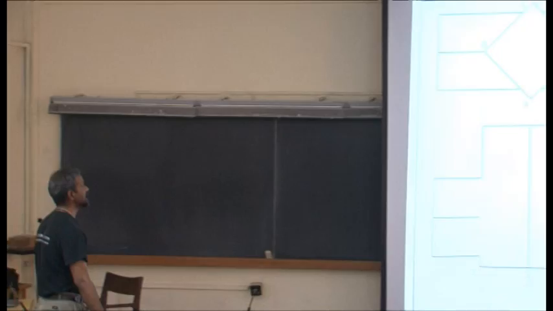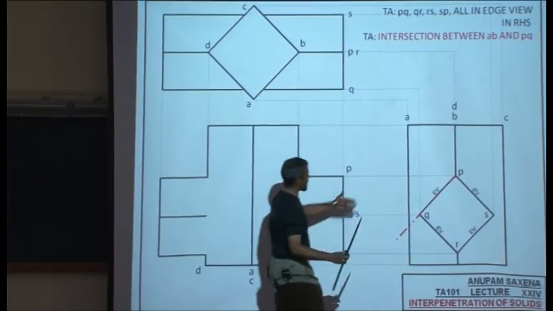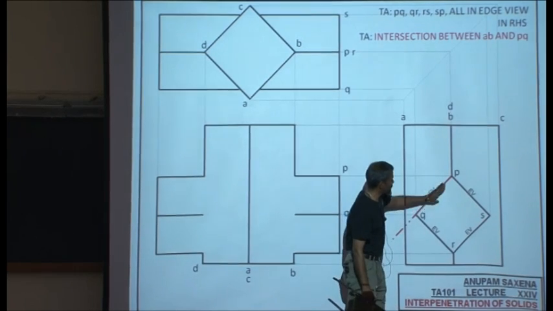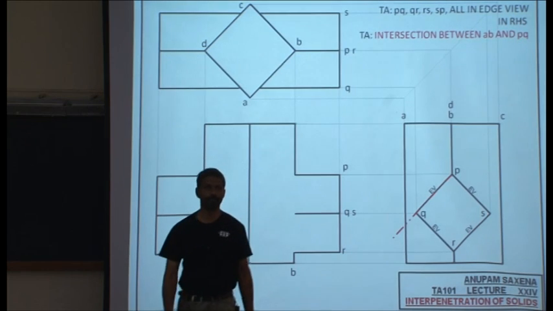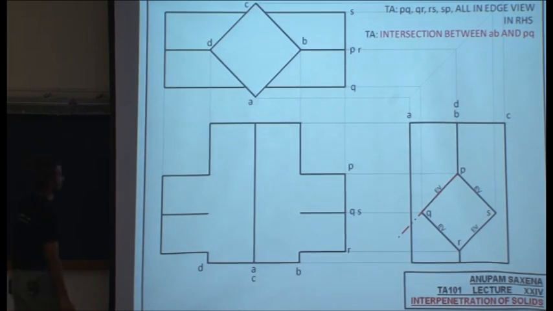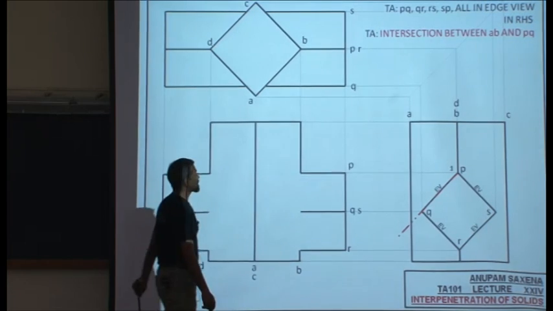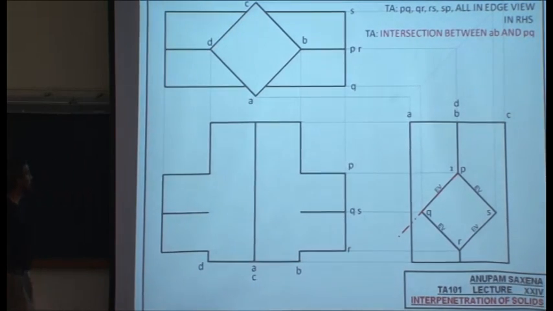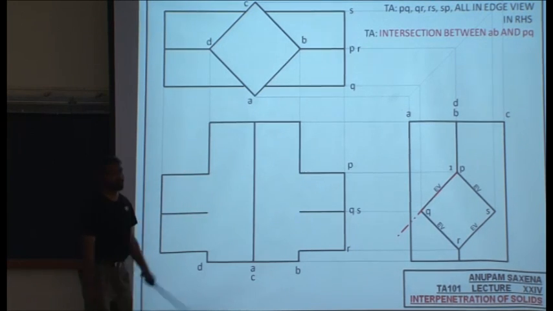So if you are trying to figure out the intersection between two planes, AB and PQ, so this is plane AB and this is plane PQ, where do you expect your first point of intersection to be? Here. It's quite obvious, isn't it? Now this point of intersection is lying on which of the edges in or on the vertical prism?